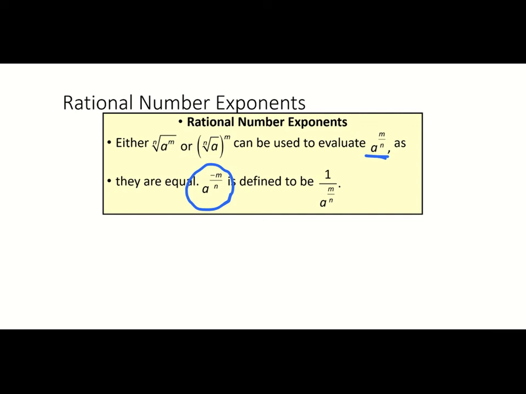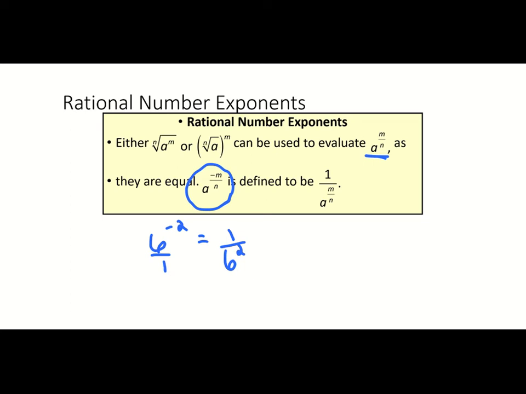So if I had something like 6 to the negative second power, if I wanted to make that into a positive exponent, I take the reciprocal of this. So I made it into a fraction by putting a 1 underneath, and I would flip it and make it 1 over 6 to the second power. So again, to make it a positive, you take the reciprocal.